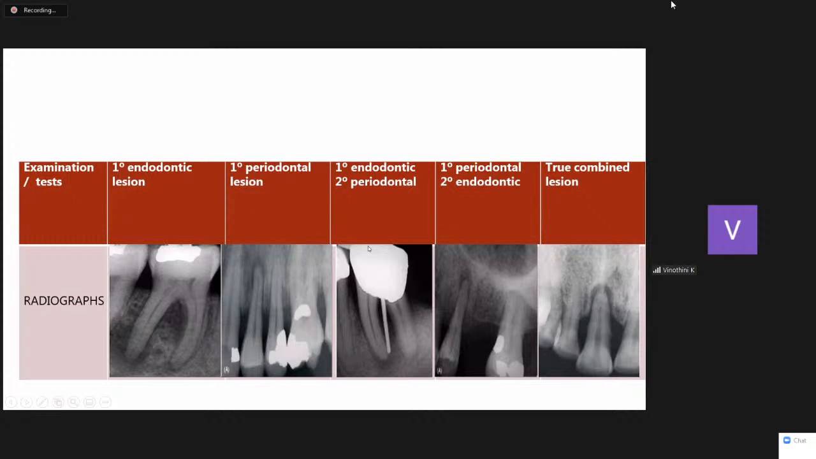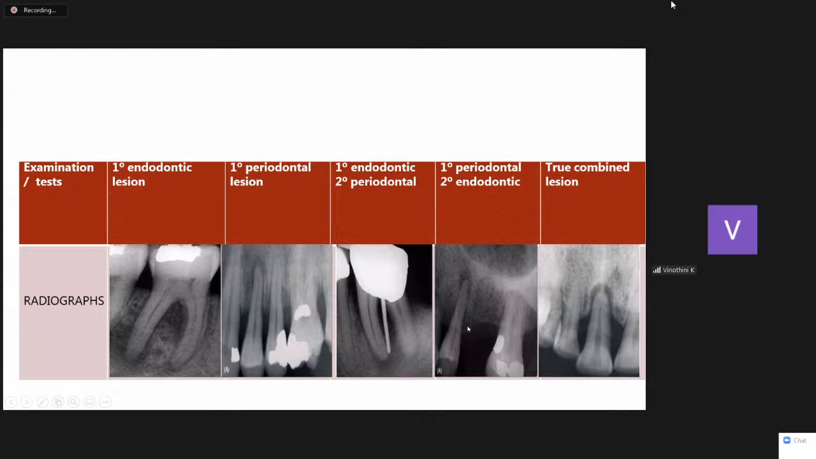Primary endo and secondary perio, because this has led to the bone loss here. You can see secondary perio. Primary perio, secondary endo: it has a generalized bone loss and an endodontic infection. Secondary perio and true combined lesion.